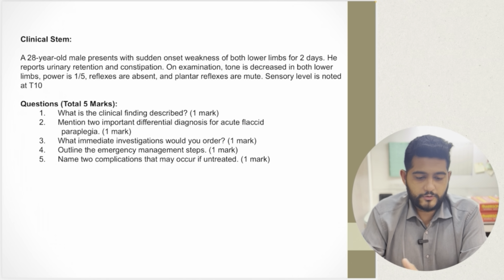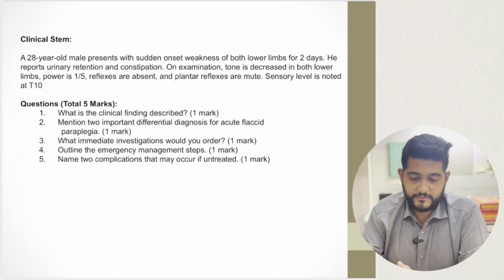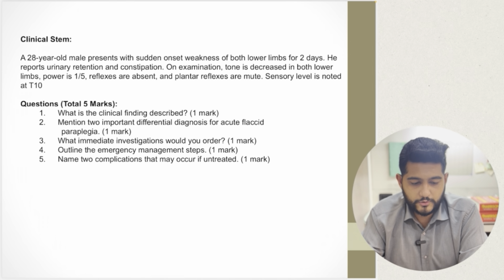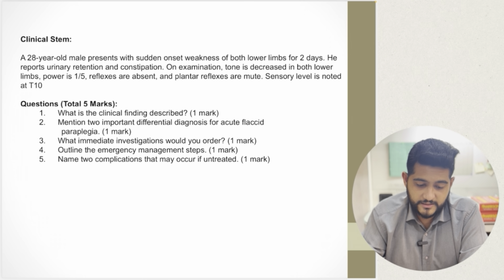Next question, a 28-year-old male presents with sudden onset weakness of both lower limbs for 2 days. He reports urinary retention, constipation. Examination, the tone is decreased in both lower limbs, power is 1/5, reflexes are absent, plantar reflexes are mute. Sensory level is noted at T10. What is the clinical finding described? 2 important differential diagnoses of acute flaccid paraplegia. What immediate investigation would you order, emergency management steps, and 2 complications that may occur if untreated.